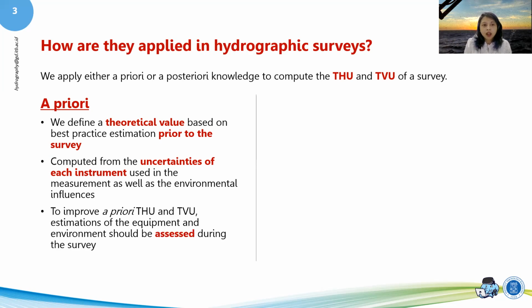And then you can actually improve your a priori THU and TVU while you're doing the survey. For example, if you're doing a survey in the morning, and the weather is good, then you can just say, okay, this is our a priori THU and TVU. It's based on what we have in the instrument. But if at night we continue the survey and the weather is really bad, then you need to assess your THU and TVU. Is it still good, or do we need to have a greater error budget, for example? That's basically how we use a priori.